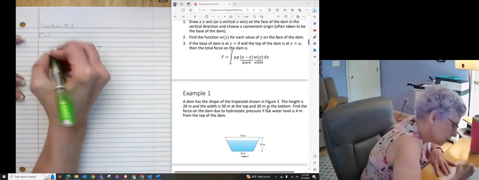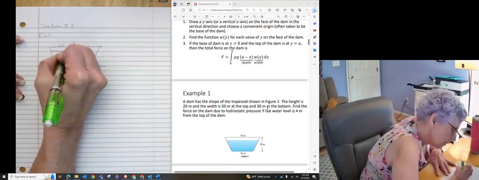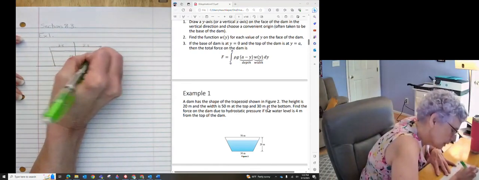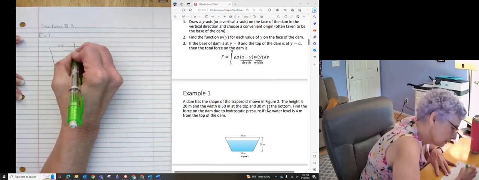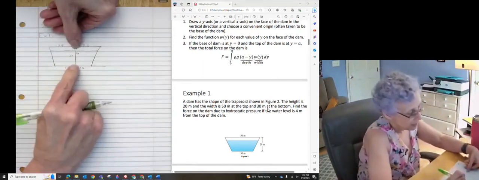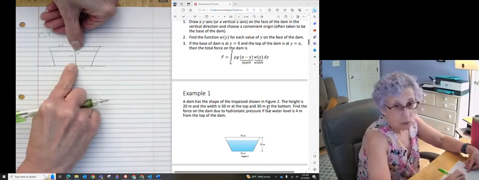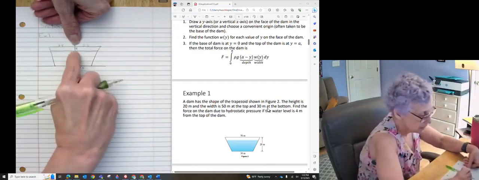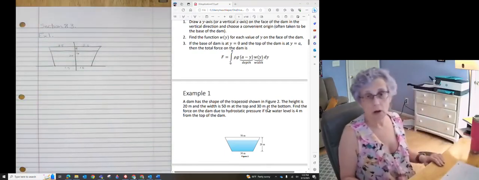Find the force on the dam due to hydrostatic pressure if the water level is 4 meters from the top. So water's not all the way up to the top. Water's right here, 4 meters. So this is actually 16. So we have 16 meters of water, but our dam is 20 meters tall.